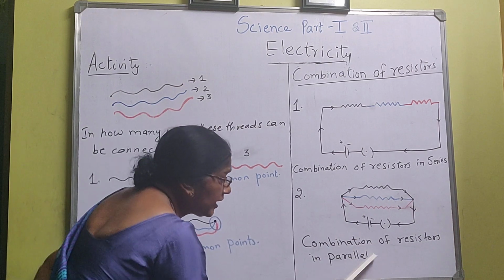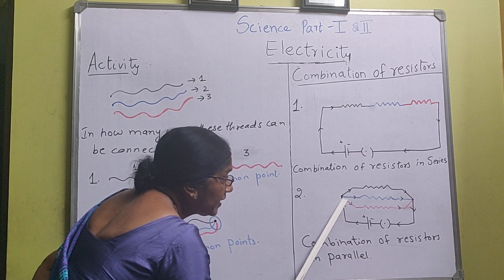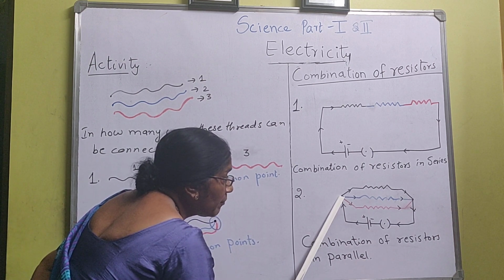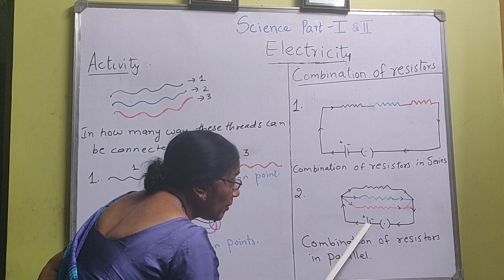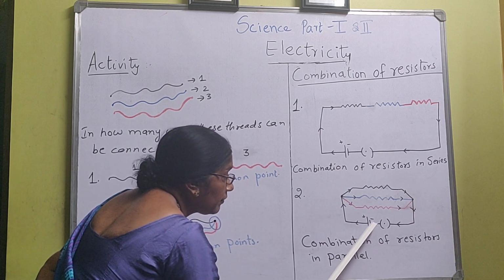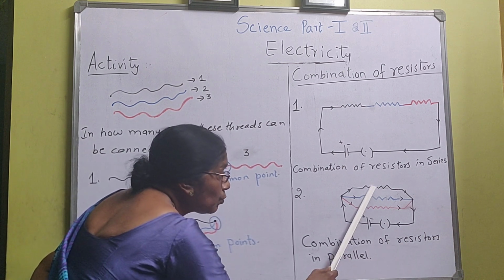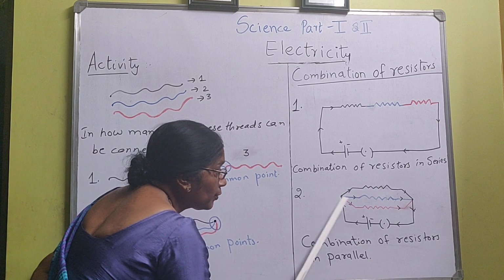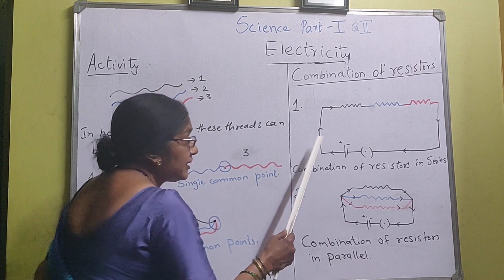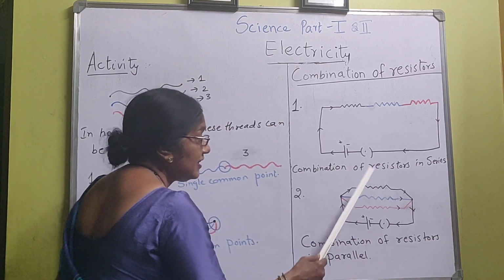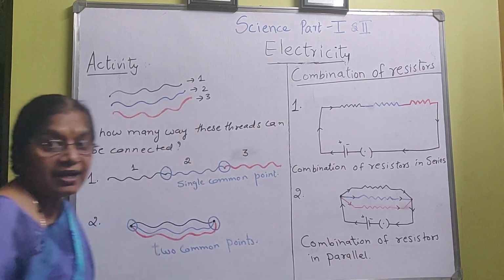You can see here the second type of combination, where all the 3 resistors are connected with each other at two common points. This is point number 1 and point number 2. Here also you can see a battery and a key. Always the current will flow from the positive terminal to the negative terminal. This type of connection is called a combination of resistors in parallel. It is one below the other. I told you, whenever there are two common points, we call it a combination of resistors in parallel. A single common point we call a combination of resistors in series. So today we are going to study in detail the combination of resistors in series and in parallel.